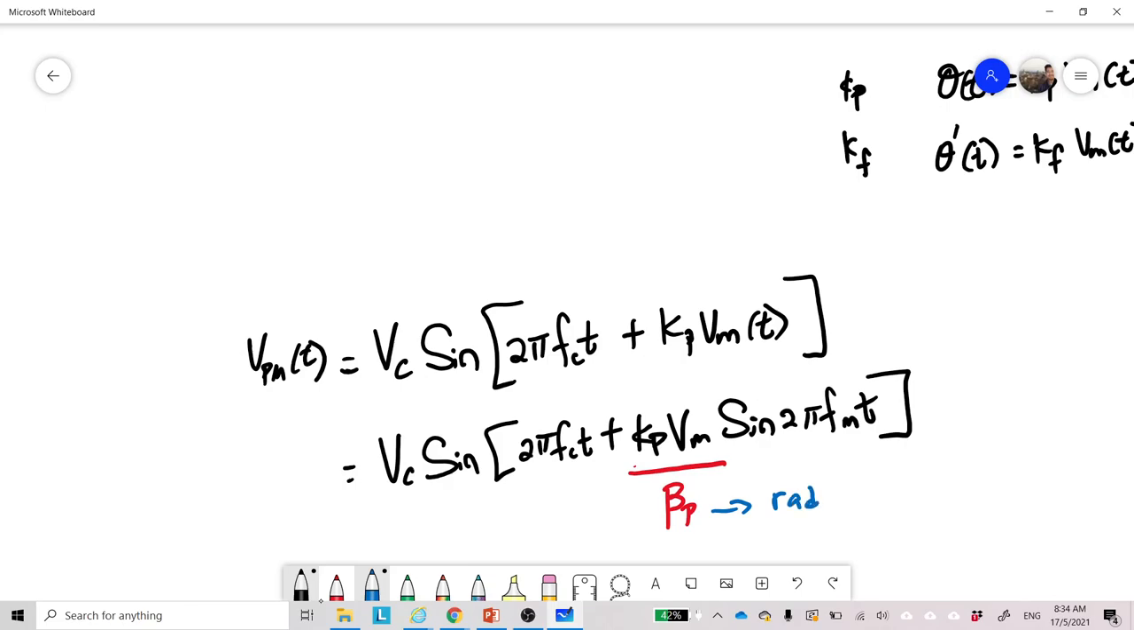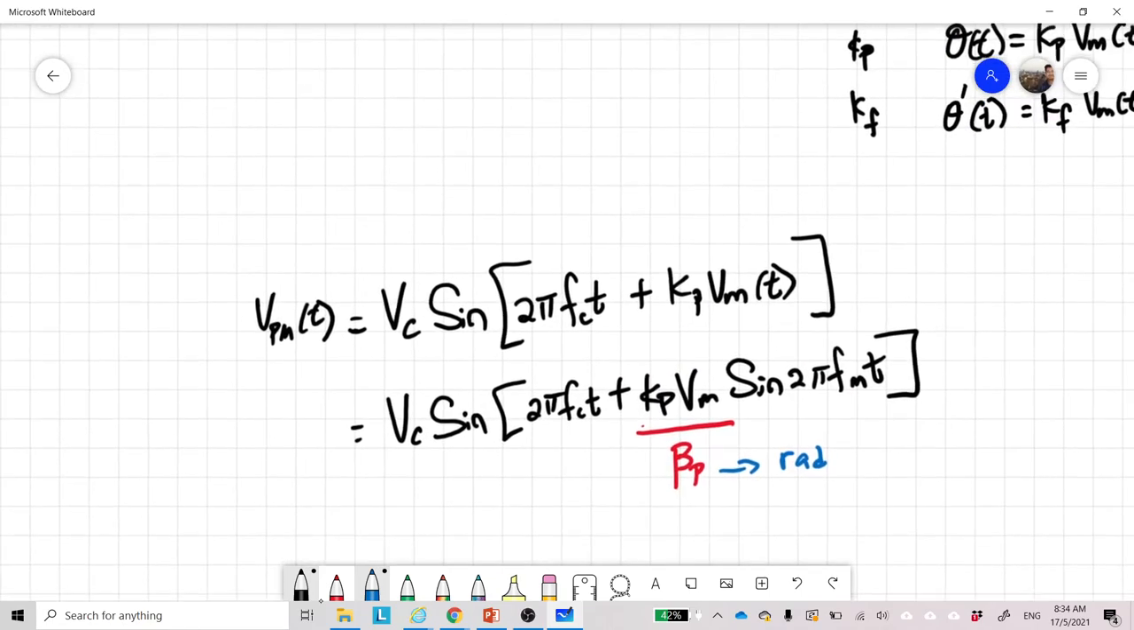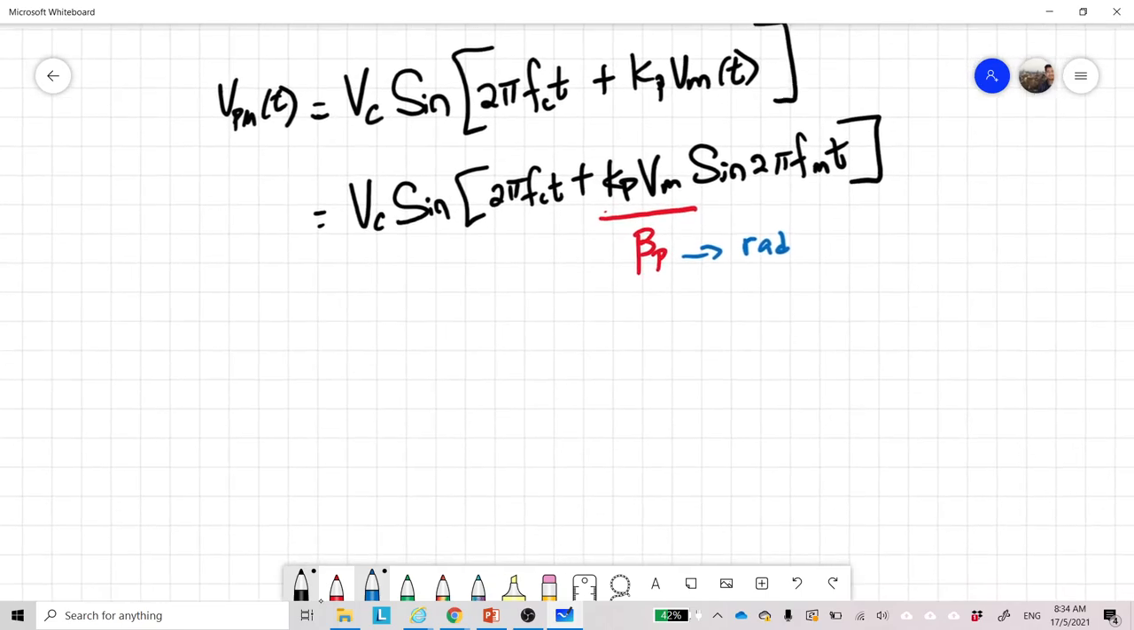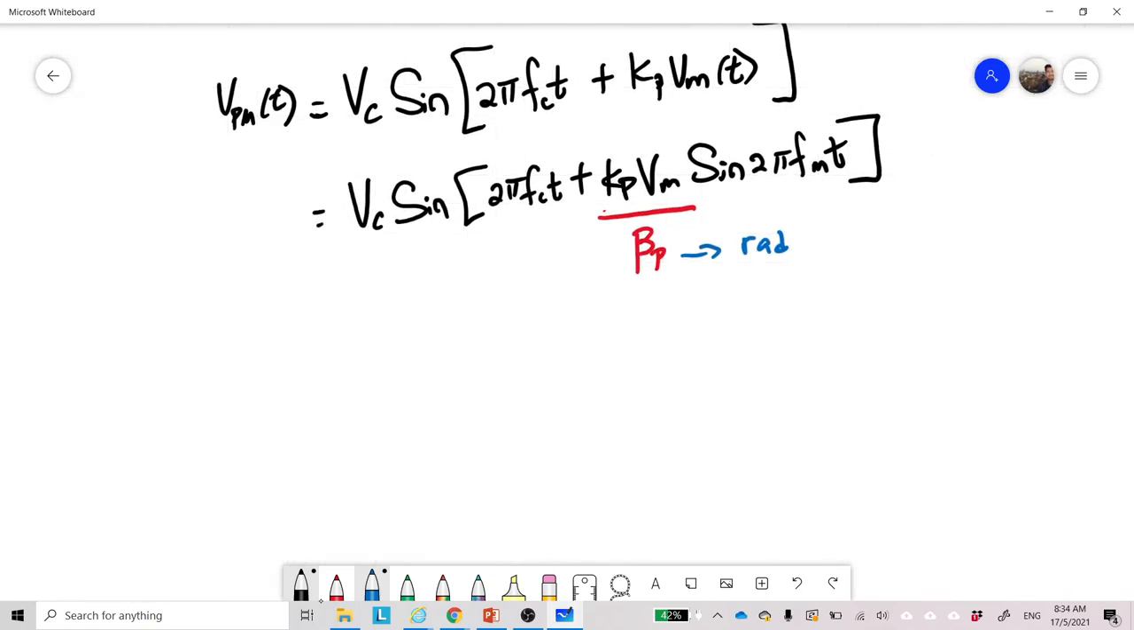Okay. And based on the general equation also, we can define the frequency modulation parameter. Okay, we can define the frequency modulation parameter VFM, VFMt.